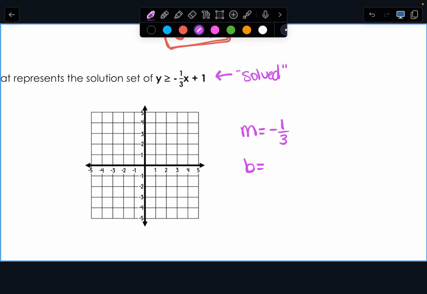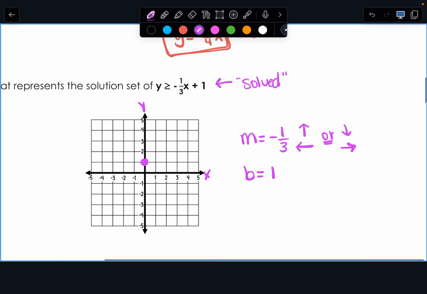Negative 1/3. Because that slope is negative, what direction will we go? Down to the right, or up to the left. Okay? What's the y-intercept? 1. Be careful when you're graphing the slope, because even with graphing inequalities, I'm still having a lot of students graph their lines going in the wrong direction. Okay? Start by plotting the 1.